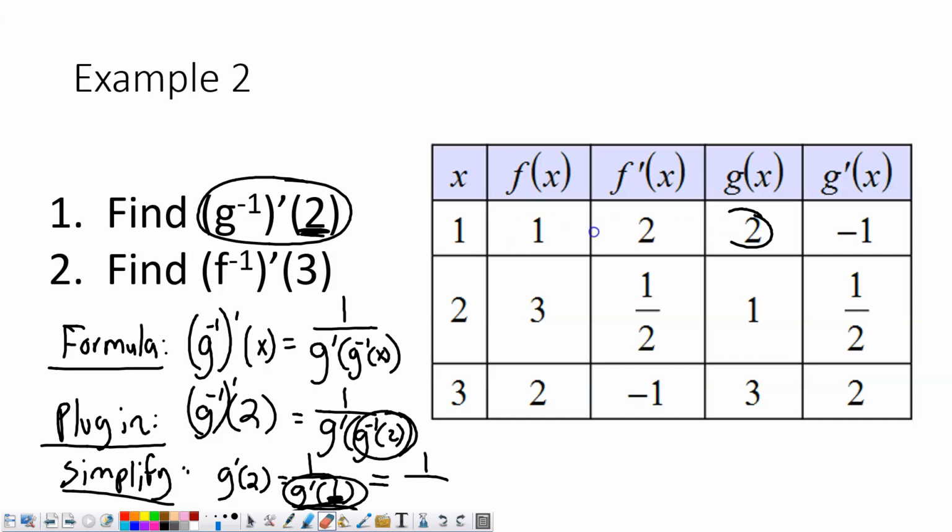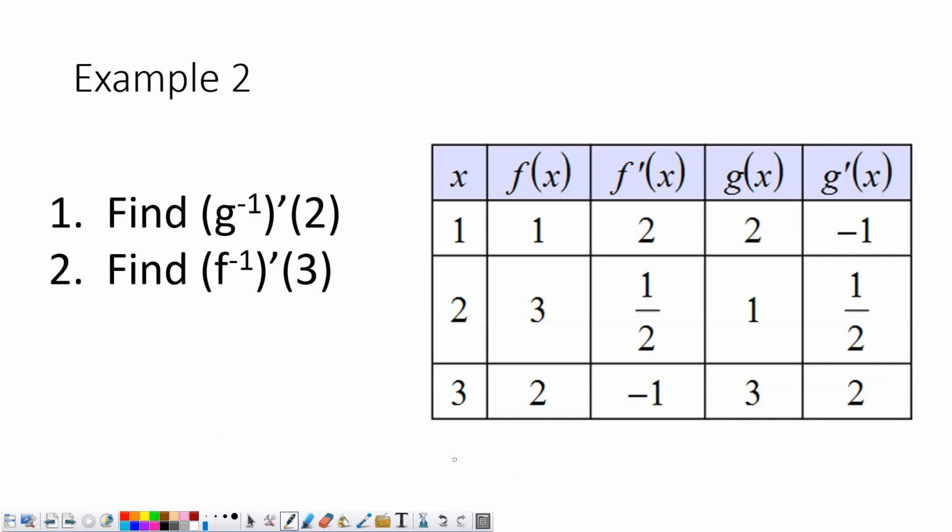We're going to start where x equals 1, and we're going to go to where the g prime is now. And so the answer is -1. So remember, when you're doing an inverse, you start in the g column, but when you're doing a regular function, you start in the x column, right? And so the final answer there is -1. All right, so formula, plug in, simplify. Let's do another one here.